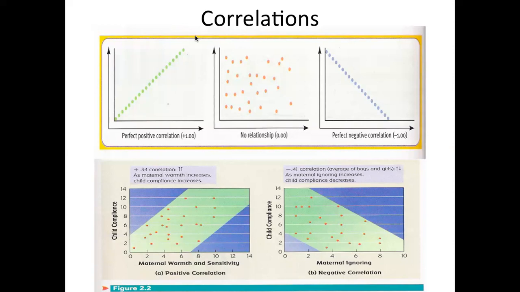So again, I don't want you to lose that point. It's very, very important to understand the sign tells you only the direction of the relationship. The decimal point number tells you the strength. So once again, and the last time I'll say it for this one, the bottom right has a stronger correlation than the bottom left.